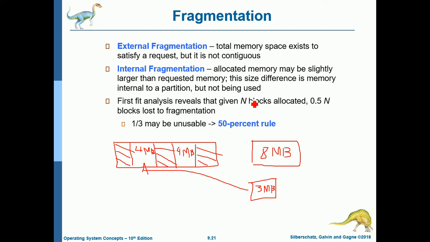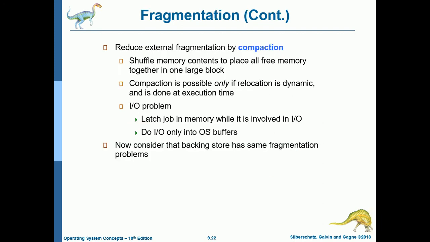So that's why it's 50%. We have 0.5 n blocks lost to fragmentation. Okay, what's the solution for that? Reduce external fragmentation by compaction. Shuffle memory contents to place all free memory together in one large block. Compaction is possible only if relocation is dynamic and is done at execution time.